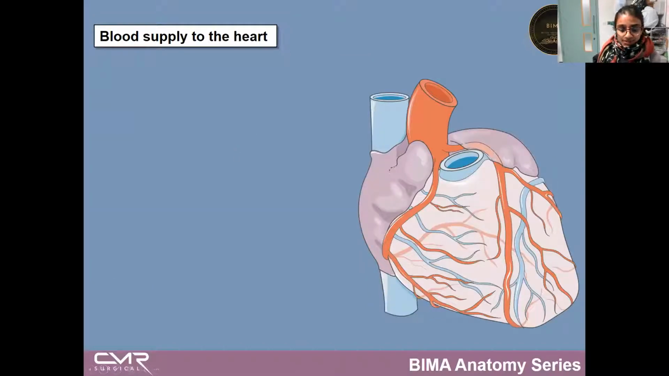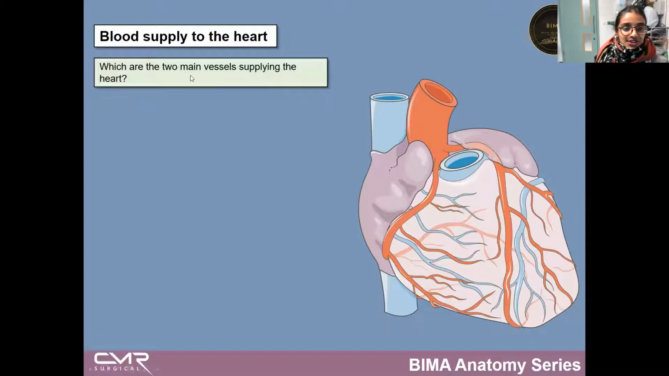Okay, so now moving on to blood supply of the heart. Again, I've got a couple of questions here. Try and answer them if you can, and if not, we've got the labels. Which are the two main vessels supplying the heart? Any answers, guys? Two main blood vessels.